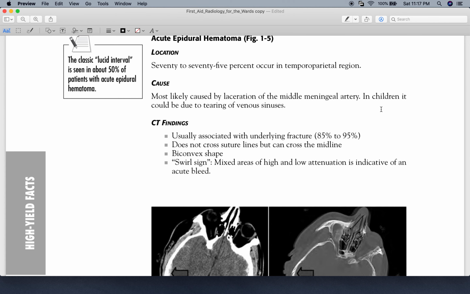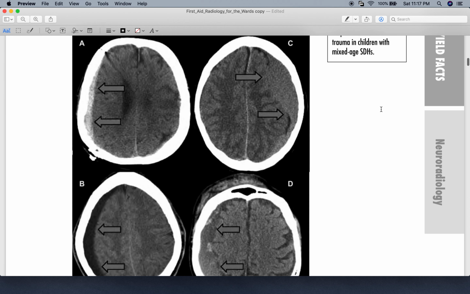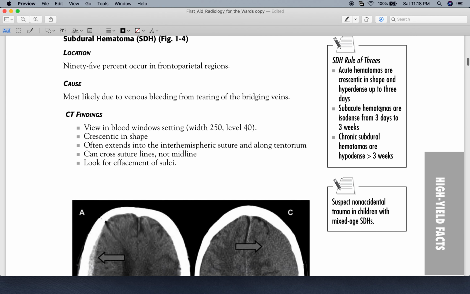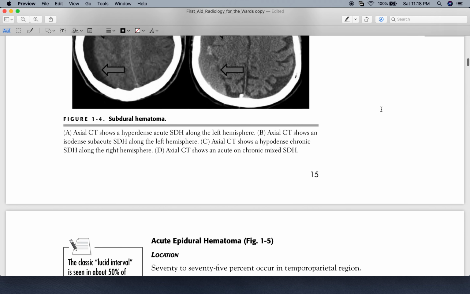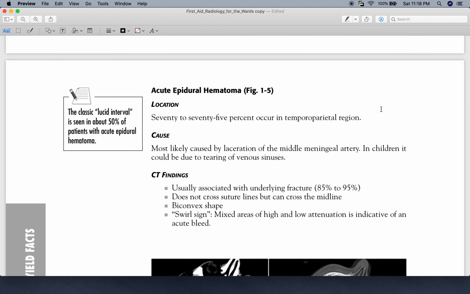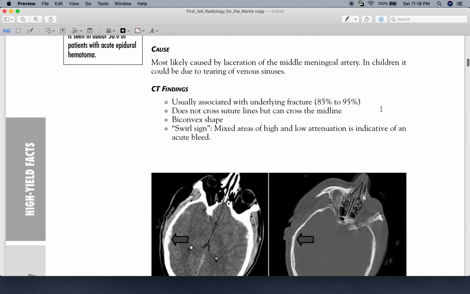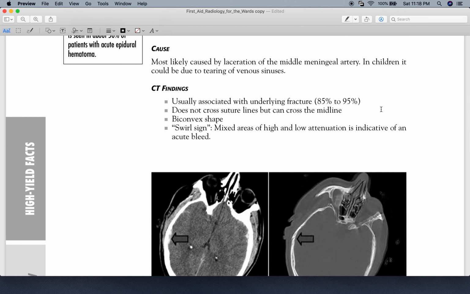means midline shift. While in the case of subdural hematoma, it cannot cross the midline, but it can cross the suture line. So this is how you differentiate between the two. In subdural, it can cross the suture line but not the midline, but in the case of epidural, it can cross the midline but not the suture line. However, I don't really go with that sometimes.